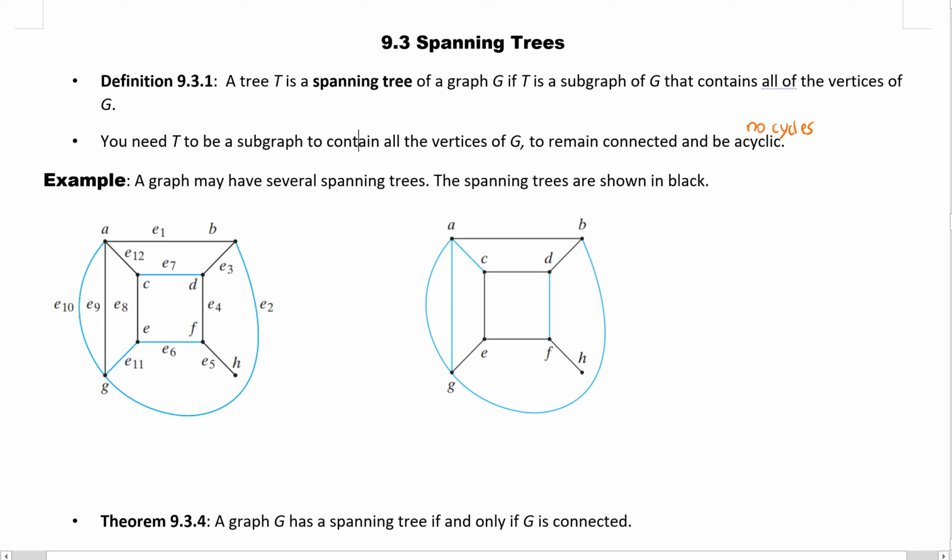Alright, so example, a graph may have several spanning trees. The spanning trees are shown in black. So you can see here is one example, okay? So we can have this one. Let me just highlight it. You can see this spanning tree contains all the vertices of the graph. Of course, it does not contain all the edges of the graph. Otherwise, it's not a tree.